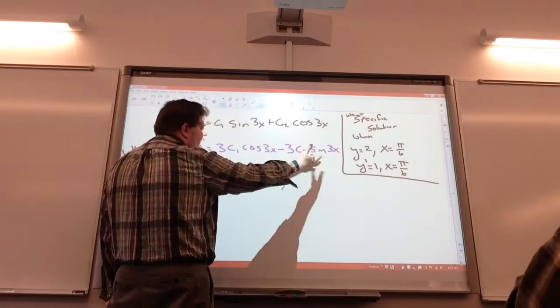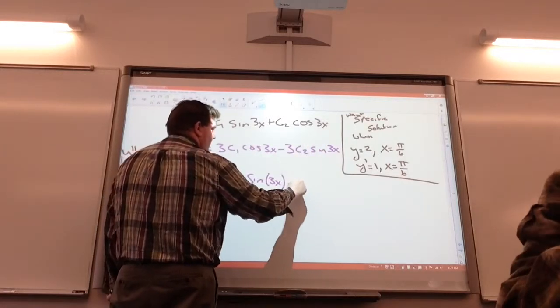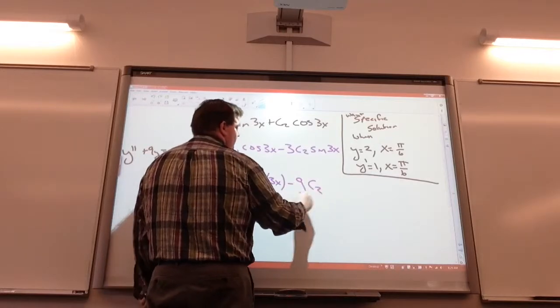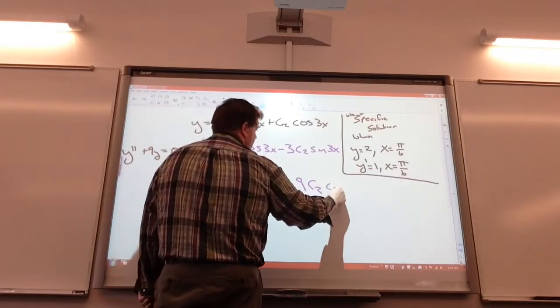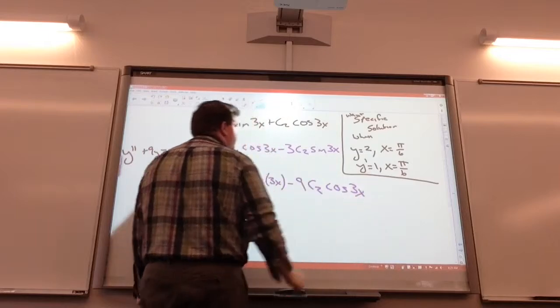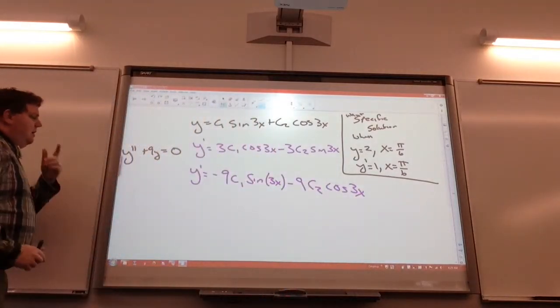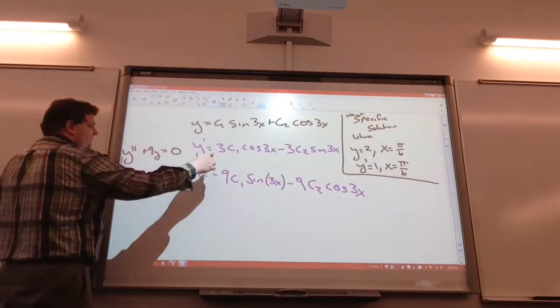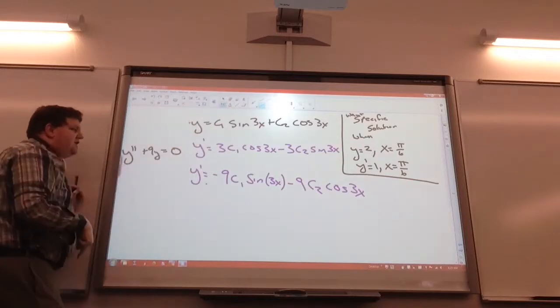Derivative of the sine is cosine, so it would be minus 9c2 cosine of 3x. And will this combine with 9 of these? Will they cancel each other out?